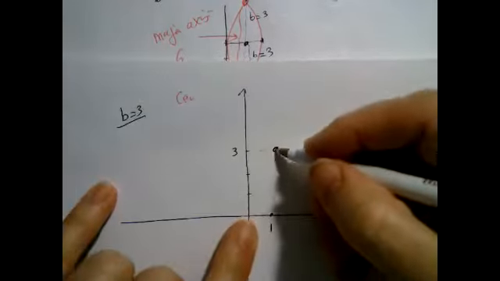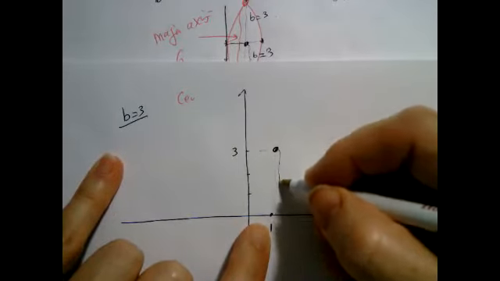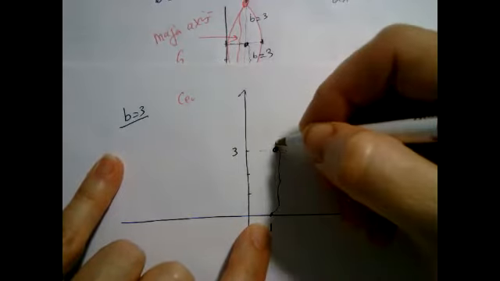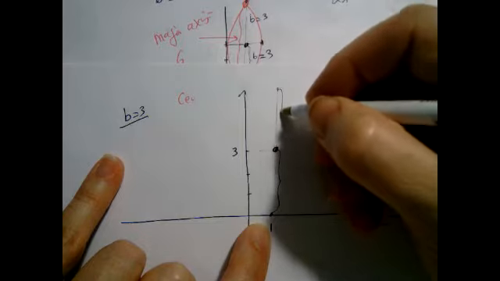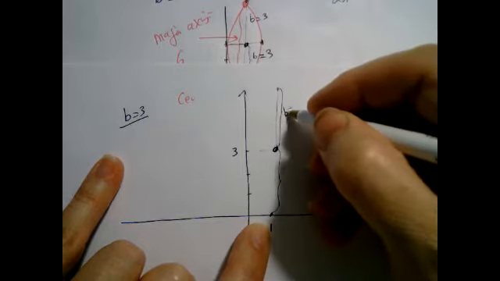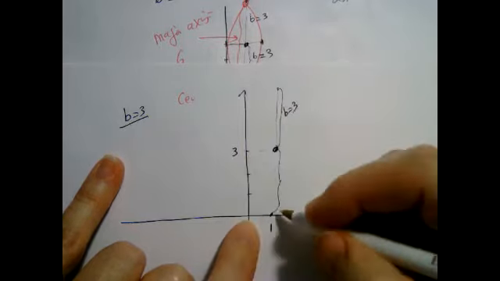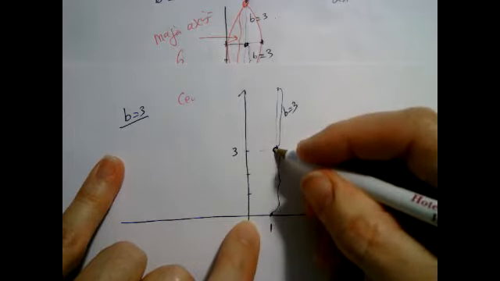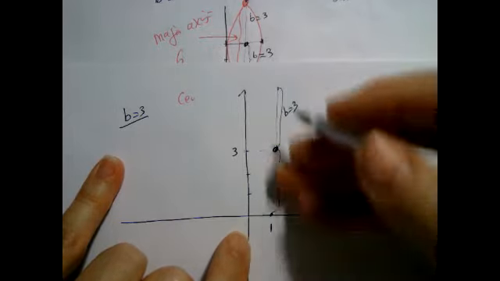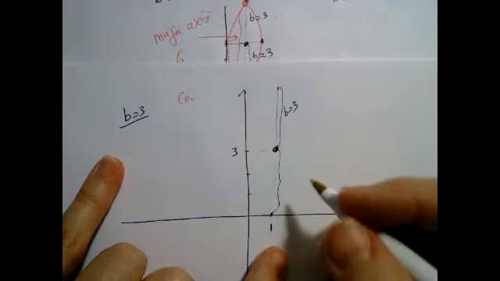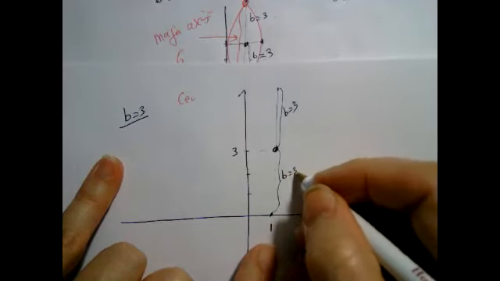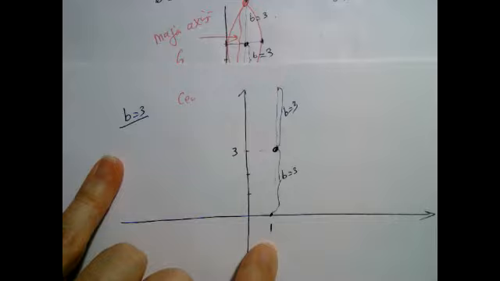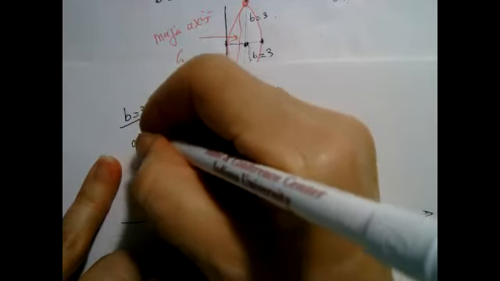The b is equal to 3. It means from the center to the vertex, we have 3 units. That's the b, 3 going up. Because it happens, the center happened to be (1, 3). If the center was (1, 2), then I would have to go down by 3 units. That's the b.